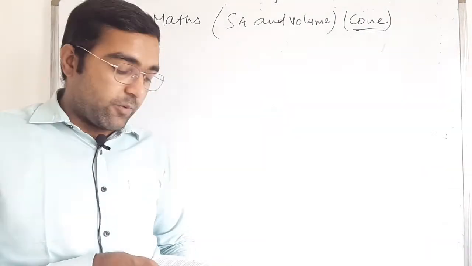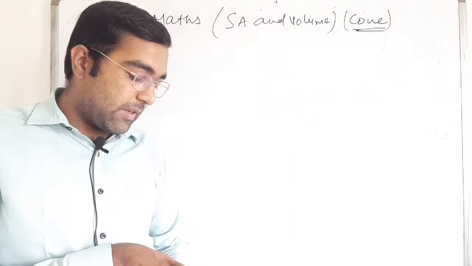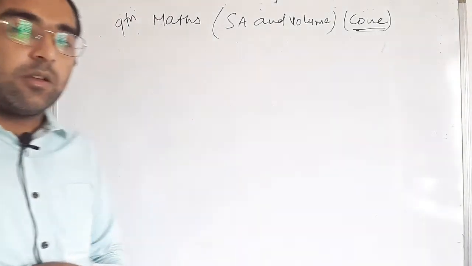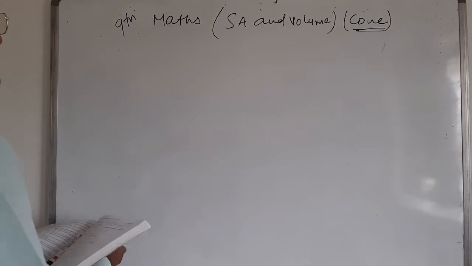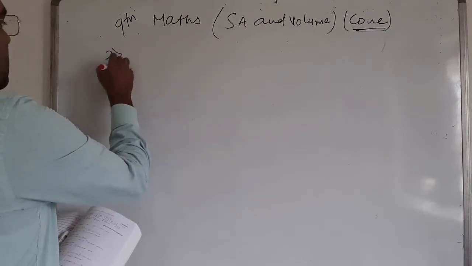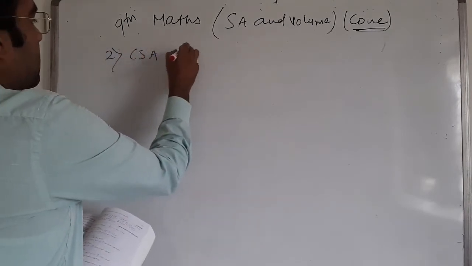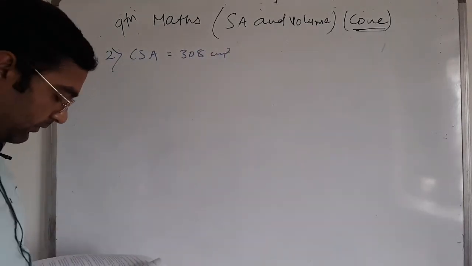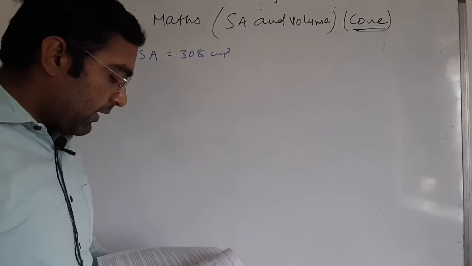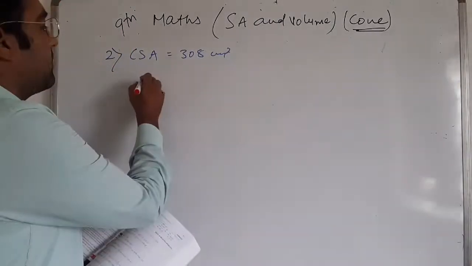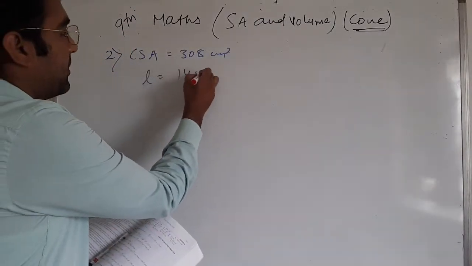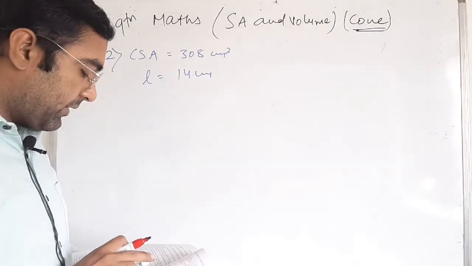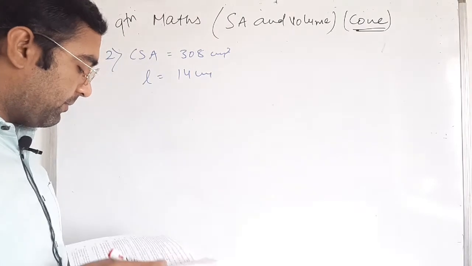Now we are moving on to the next question: the curved surface area of a cone is 308 centimeter square. Here my curved surface area, CSA, is equal to 308 centimeter square, and its slant height L is 14 centimeter. Find the radius of the base and the total surface area of the cone.